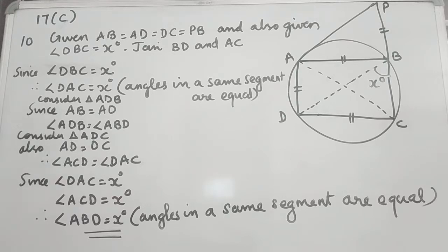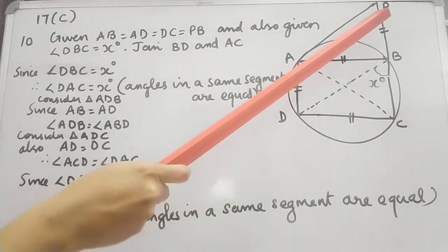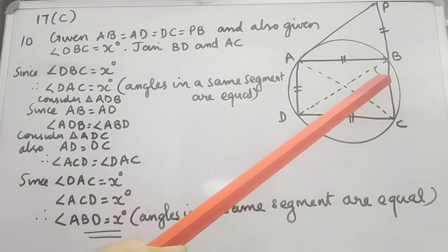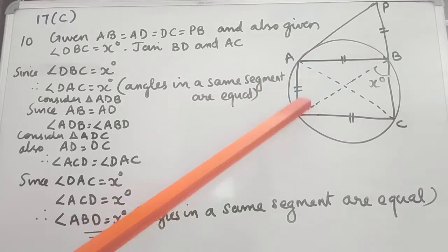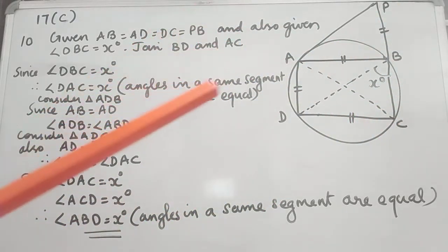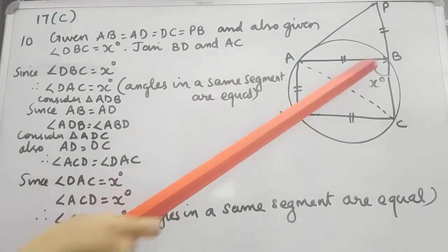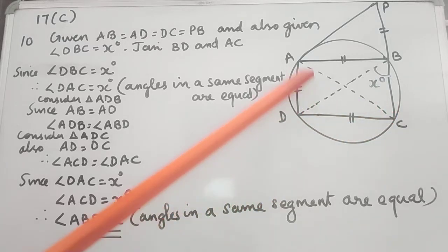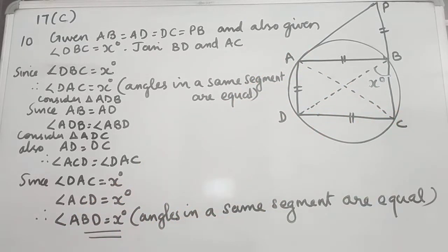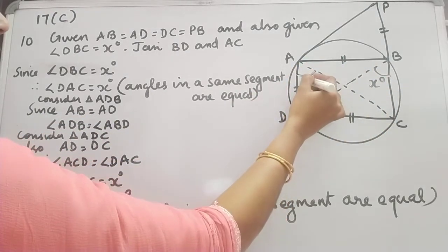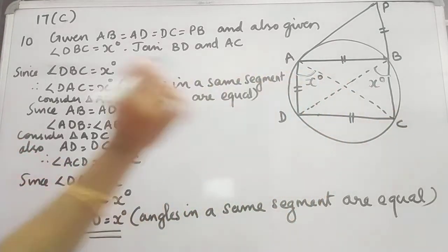Given AB is equal to AD is equal to CD is equal to PB, and also given DBC is equal to X degree. So we are joining BD and AC. Given DBC is equal to X, we can write DAC also as X. Why? Because they lie on the segment DC. Angles in the same segment are equal. So DBC is X degree means we can write DAC also as X degree.